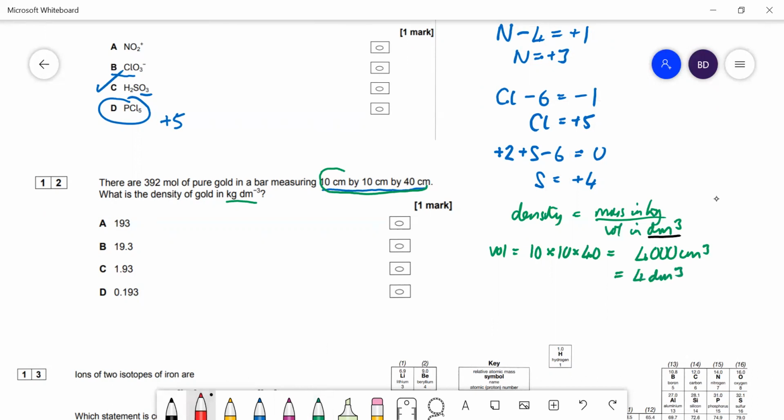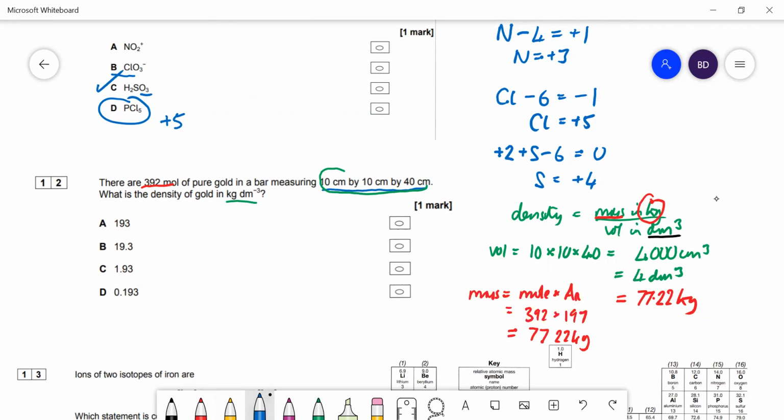Now we need mass in kilograms, but we're given moles. So mass is equal to moles multiplied by the MR, the AR in this case, because it's an atom of gold. The moles we've got are 392. The AR of gold is 197. That is equal to 77,224 grams. But we want it in kilograms, so that is equal to 77.22 kilograms. I'm going to go over here because I'm running out of space.